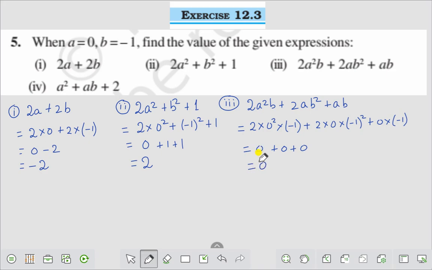Right? The first one, the answer is minus 2. The second one is 2. And the third one is 0.